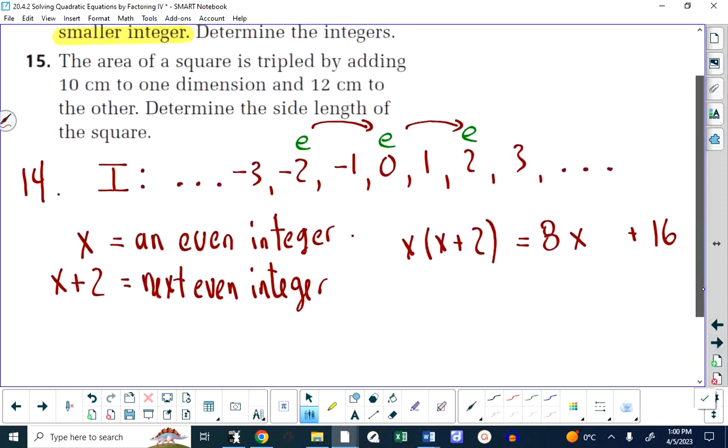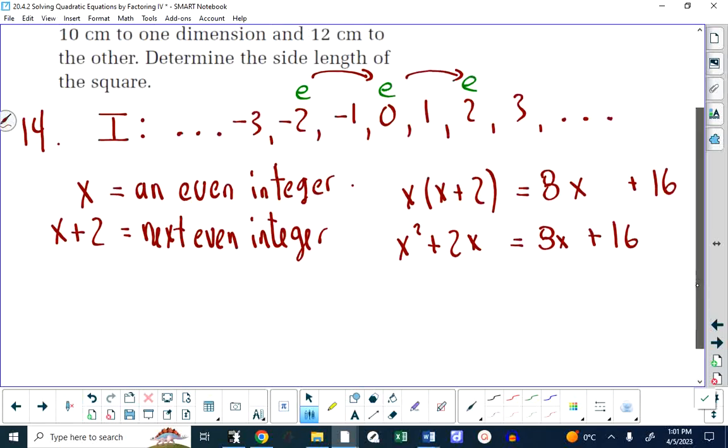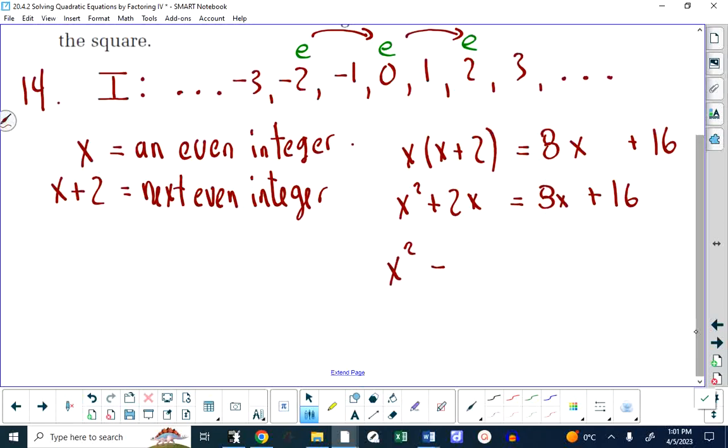I know I said I probably am not going to solve all of these, but I do want to solve this one as well. Okay? So we expand this out. X squared plus 2x equals 8x plus 16. You immediately see an x squared, so you say it's quadratic, which means I zero the equation, which is going to give me x squared minus 6x minus 16 equals 0.